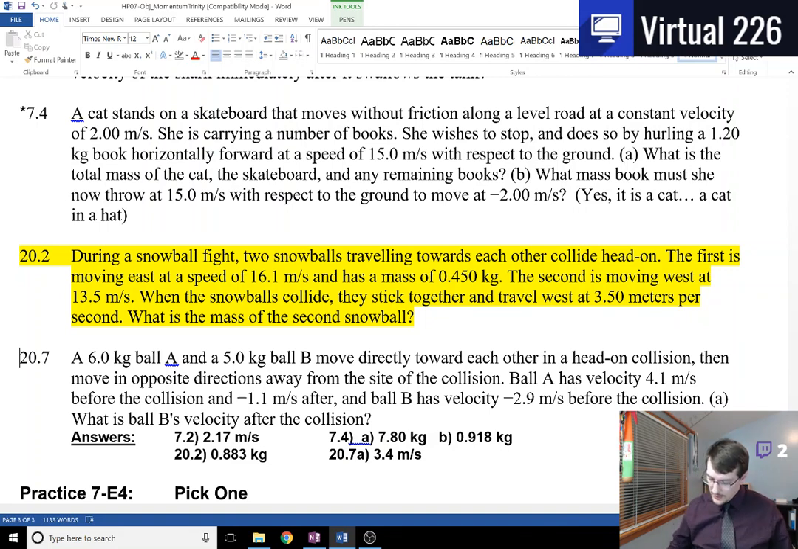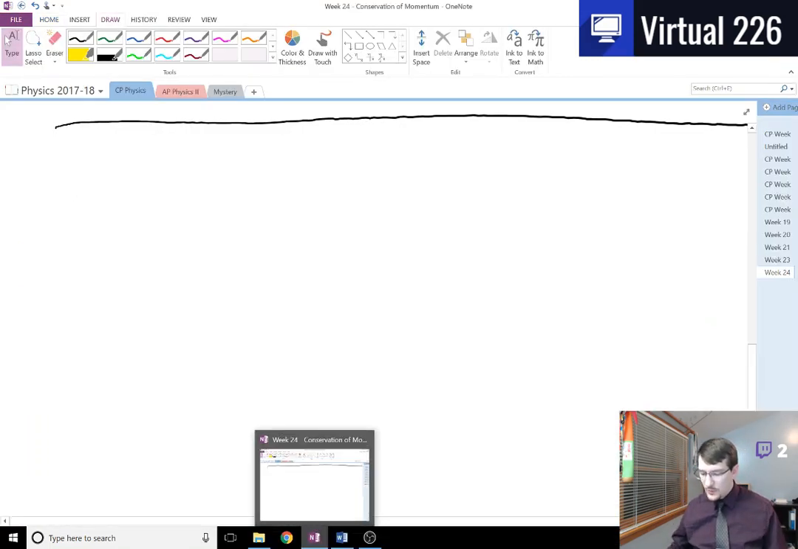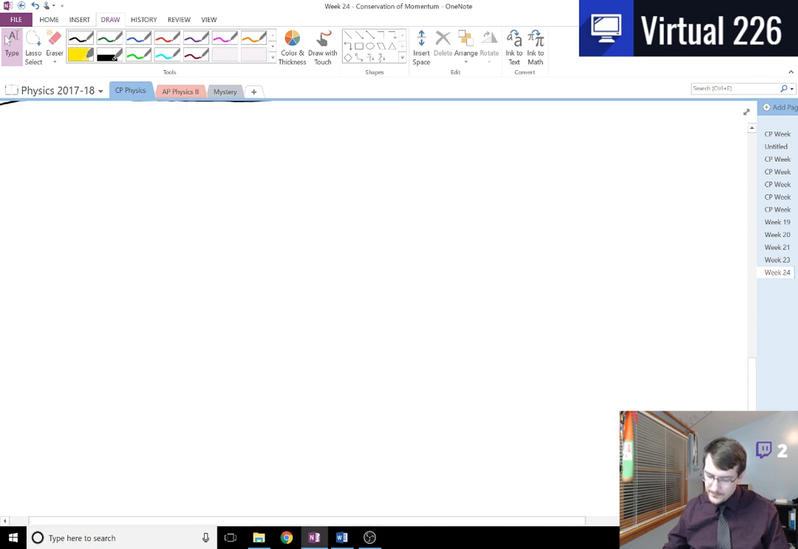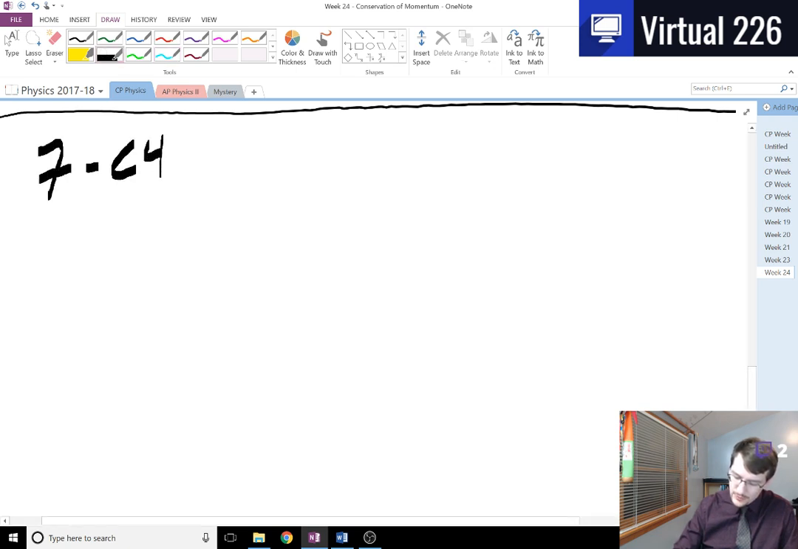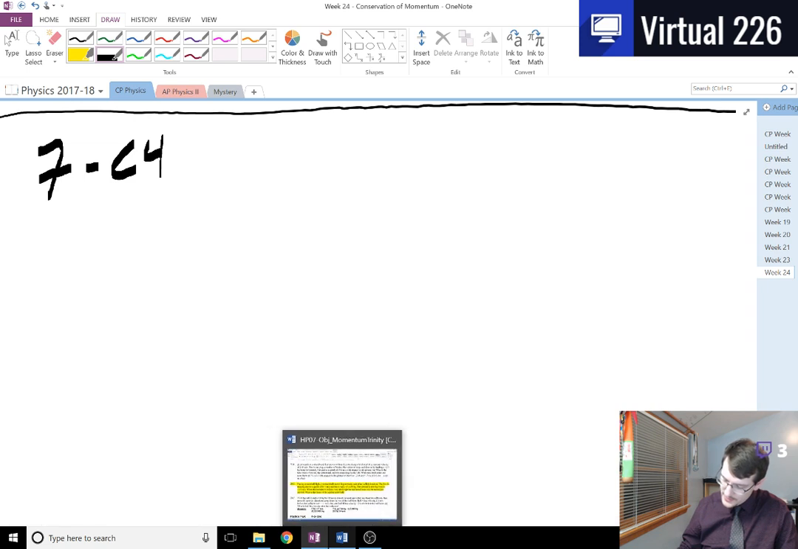So, got a little bit of a problem ahead of us. We know that with a problem like this, we're going to be using the law of conservation of momentum. But if we just draw this problem out to begin with, and like I said, this is a Unit 7 C4 problem. Technically speaking, this is problem 20.2.